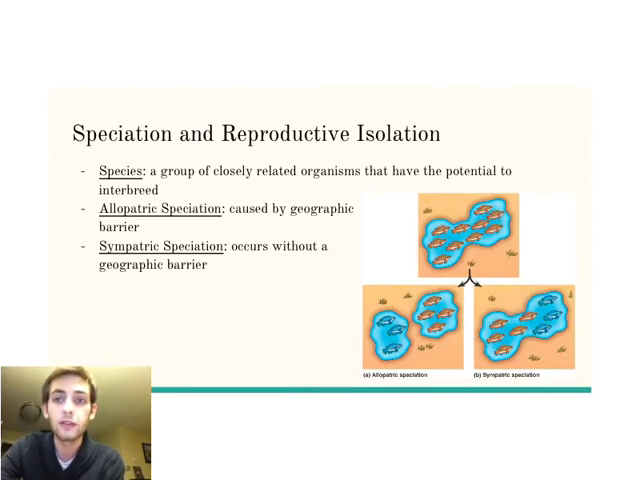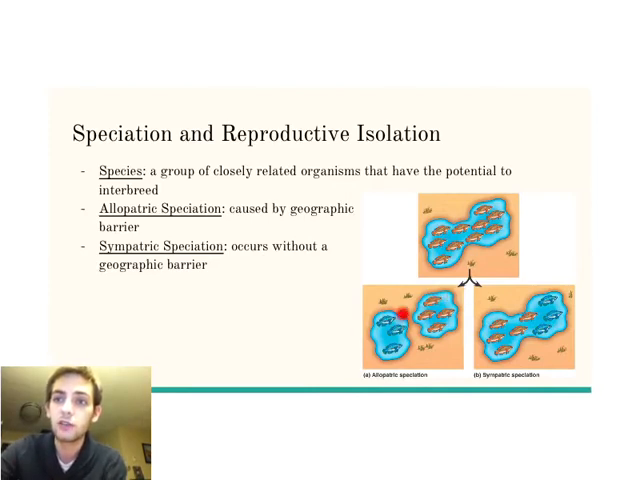And so there are two types of speciation that we talk about. You have allopatric and sympatric. Allopatric speciation is caused by geographic barriers. So there's some geographic barrier that causes a population to be split.